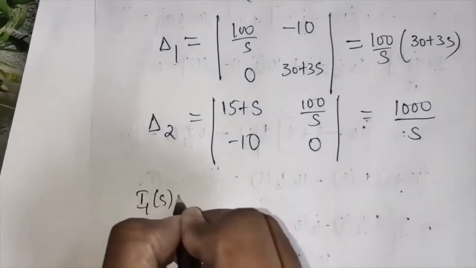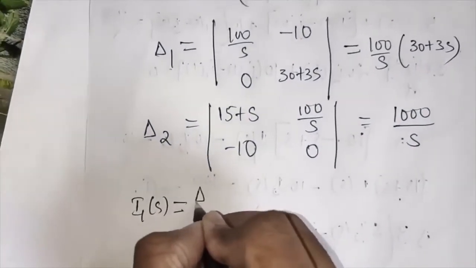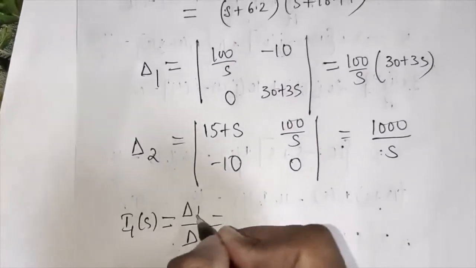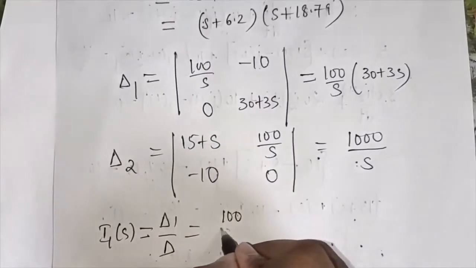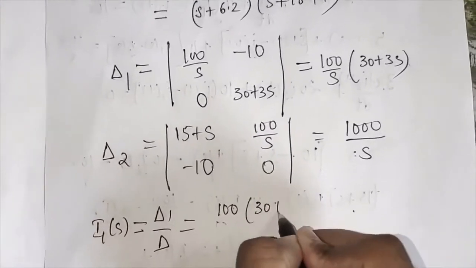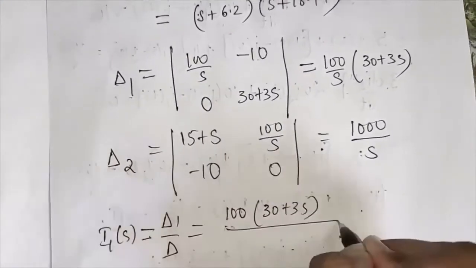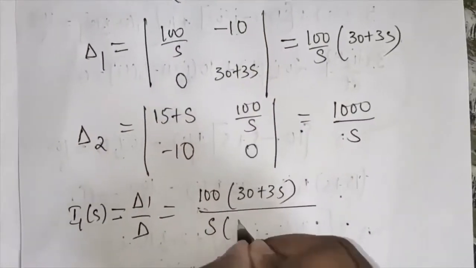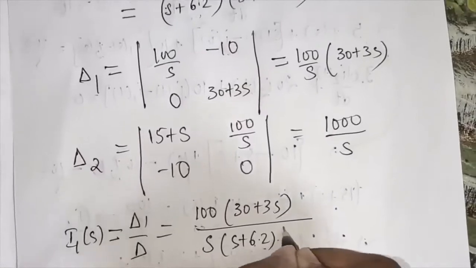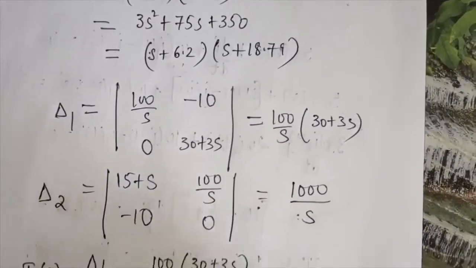Therefore I1 of s is equal to delta 1 by delta, that is 100 into 30 plus 3s divided by s into s plus 6.2 into s plus 18.79.